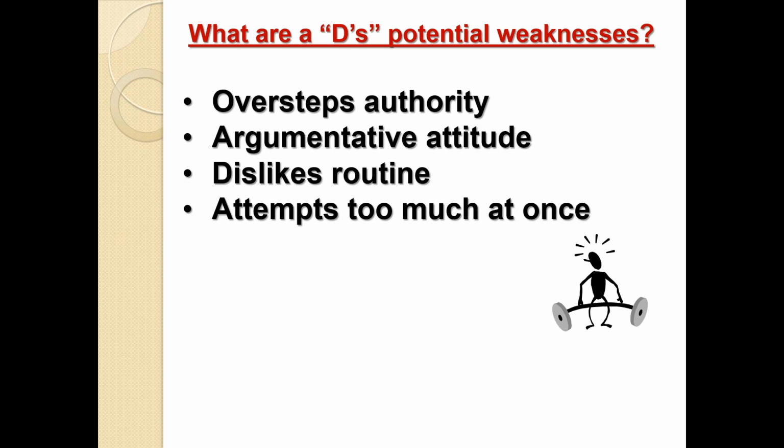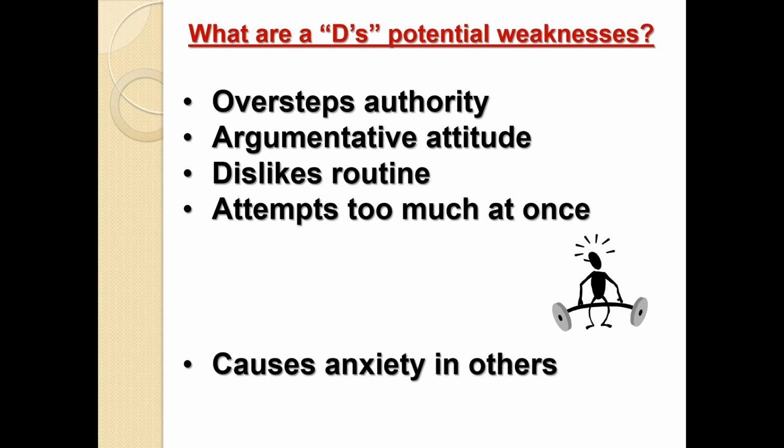They definitely attempt too much at one time, without a doubt. Because their mind races and they have a million ideas and they want to implement all of them. So they have a lot of things that go on. And Ds that succeed at a super high level find leverage, which is people, systems, and tools to help them implement all those crazy ideas that they have.